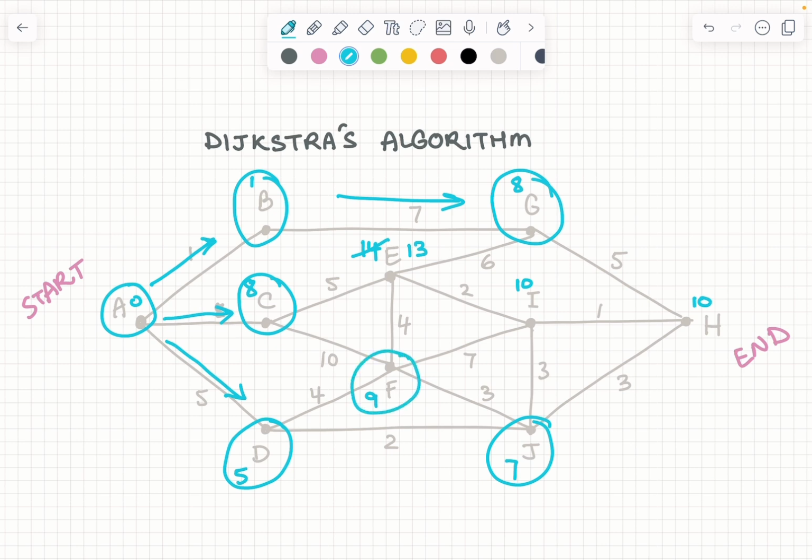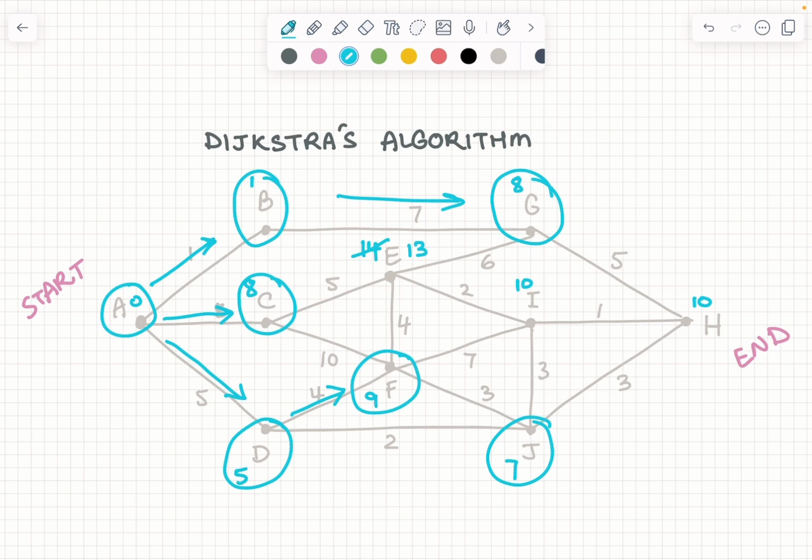That is definitely the shortest way to get to F. And that came from D. 5 plus 4. Okay, F, the neighbours of F. Going up to E, 9 plus 4 is 13. So that's just the same as what's already there. 9 plus 7 to get to I, that's greater than 10, so we won't replace that 10.